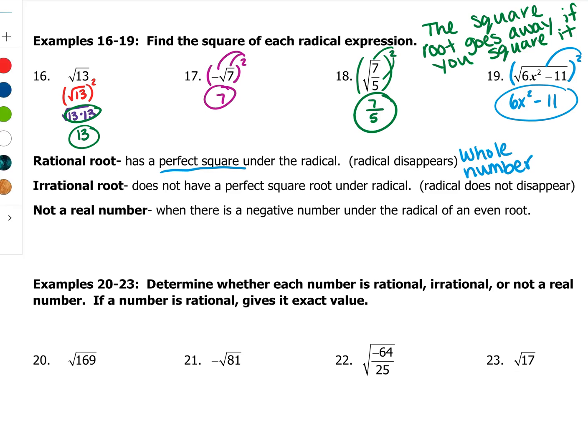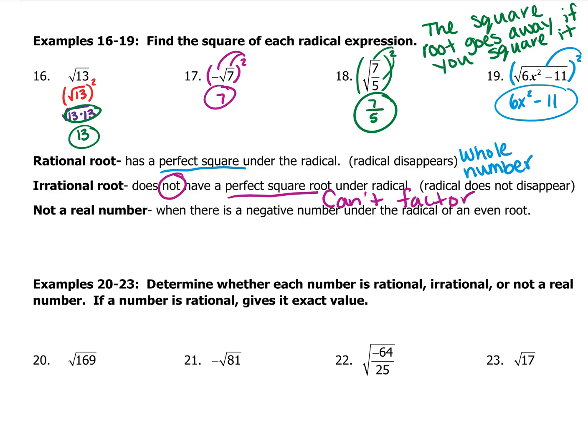Then you have numbers that are irrational. Okay, so that means that there is no perfect square underneath and your radical doesn't disappear. So you can't factor the number down. Okay, I'm going to write can't factor. Okay, that's going to be an irrational number. That doesn't mean that it's not real. It's very different than not real.